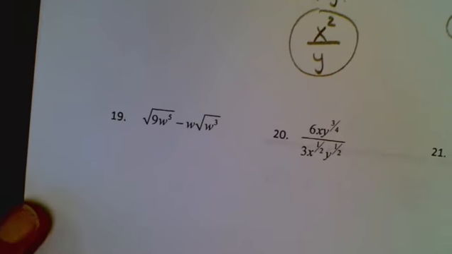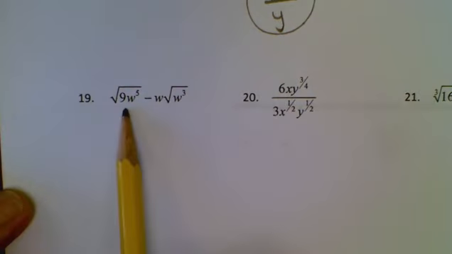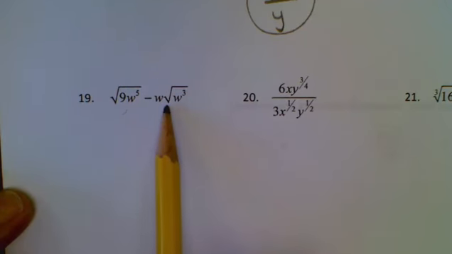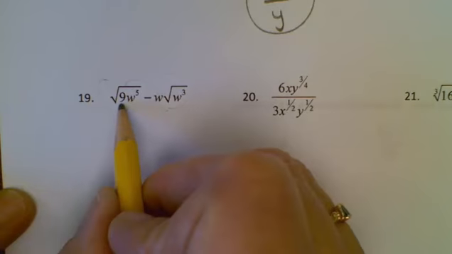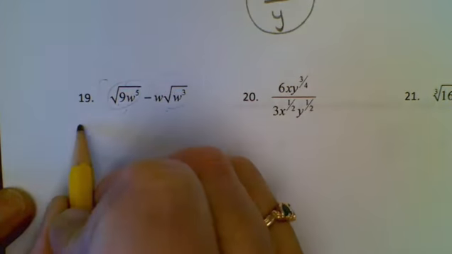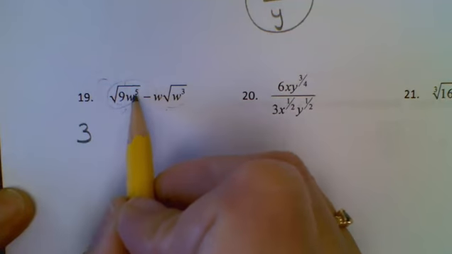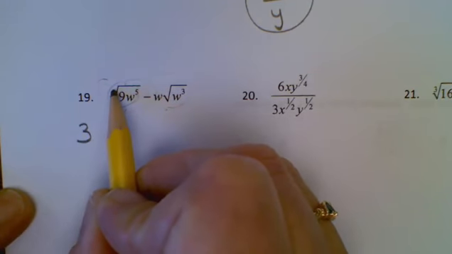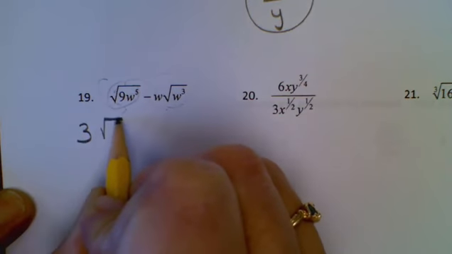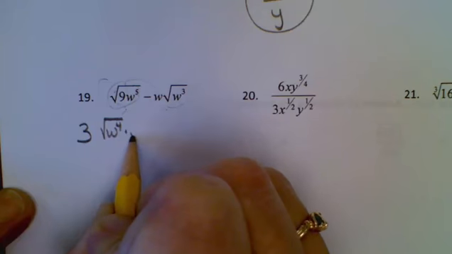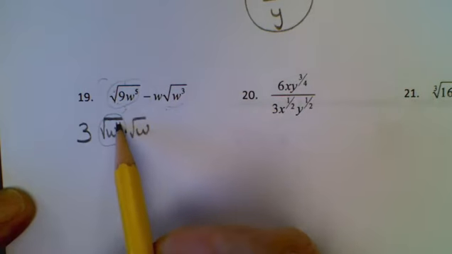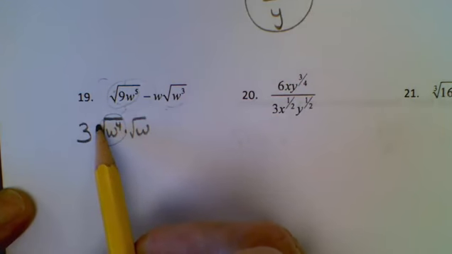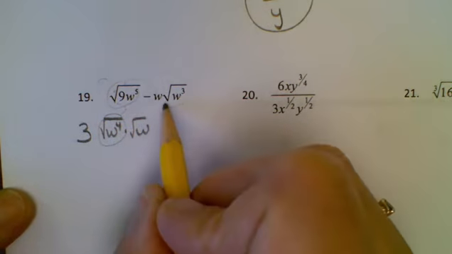All right, let's look at 19. 19 looks like one where we want to try to add like terms, but you can tell these are not like terms as is, so we need to simplify. So when I look at this one, square root of 9 comes out nicely to 3. W to the fifth is not a perfect square root because it's not divisible by 2. So I'm going to break it up into square root of w to the fourth and square root of w to the first. Because w to the fourth, when I put that in exponential, 4 divided by 2, I get w squared.